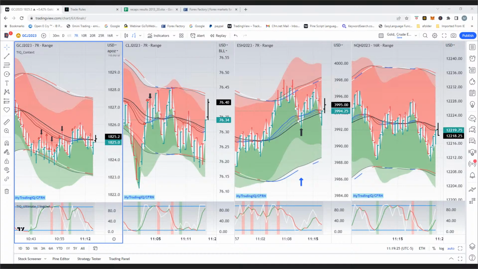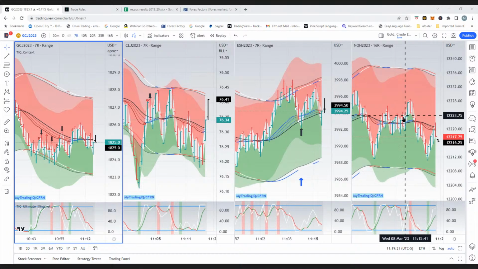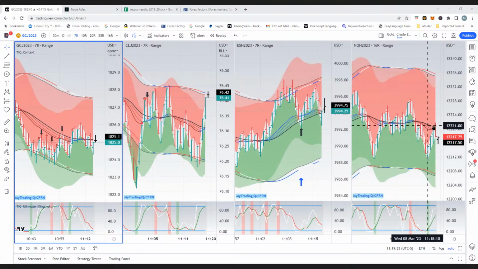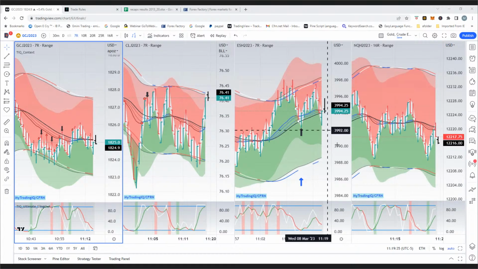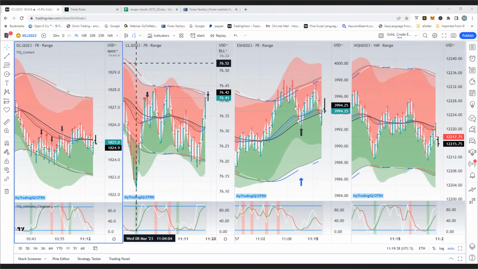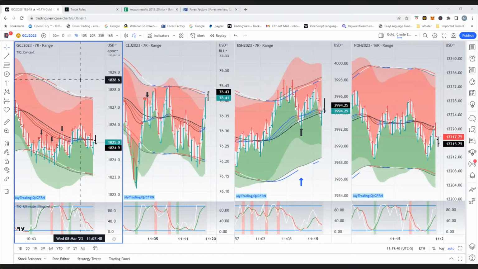NQ, I think that's going to be a trade. It didn't put in a lower swing. So again, you're in the junk, right? Yeah, actually, it's not a trade. It's not a trade at all. The black got out of the red, so it's not a trade. So we don't have anything happening here right now.